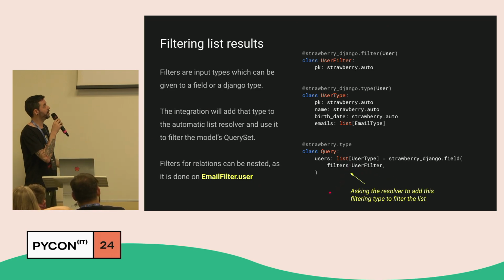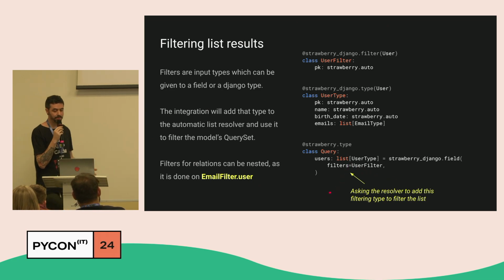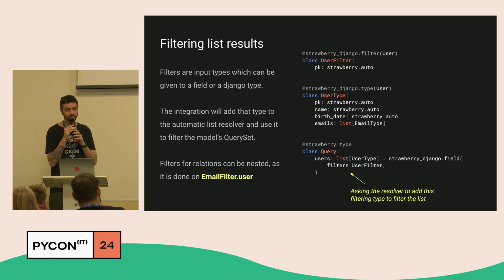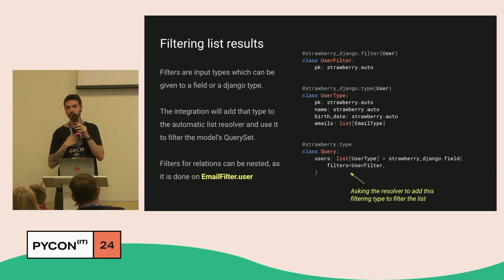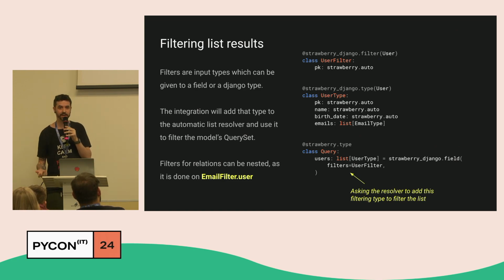This is where it starts to get more interesting. You can, for example, filter results. And how do you do that? Also by defining other data classes, in this case, strawberry_django.filter, which uses the same syntax that we use to define types.